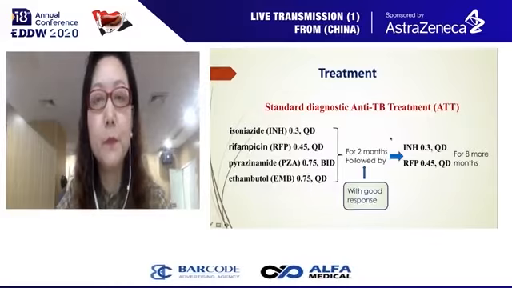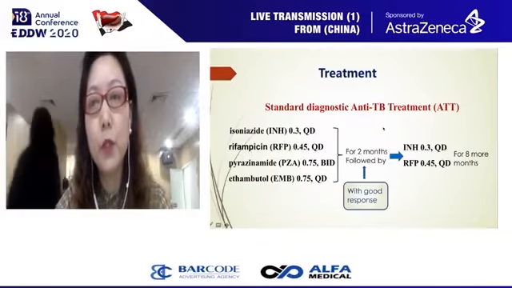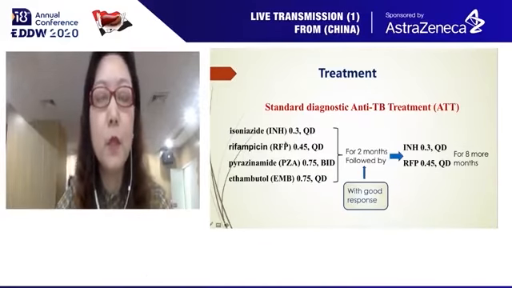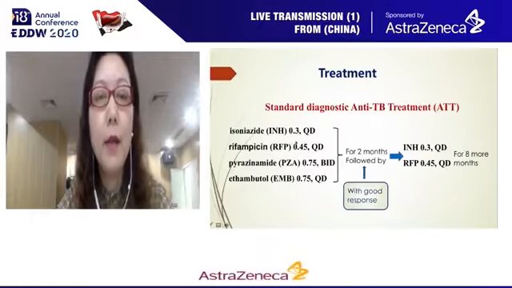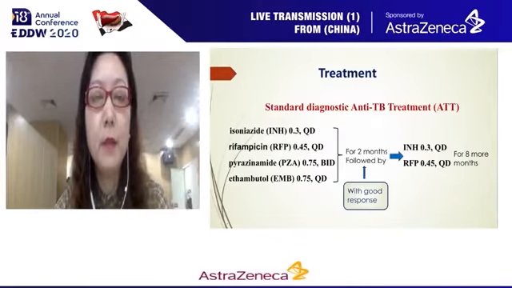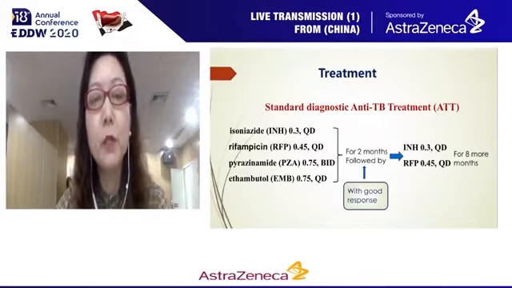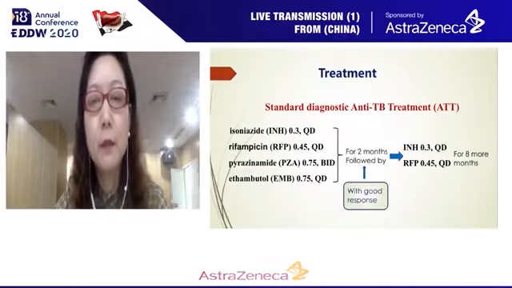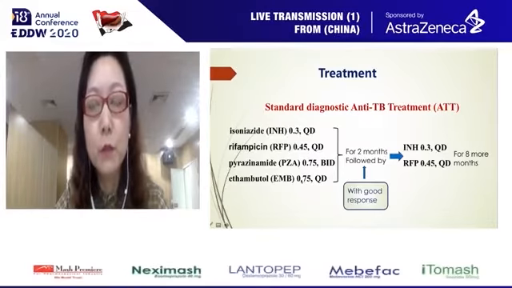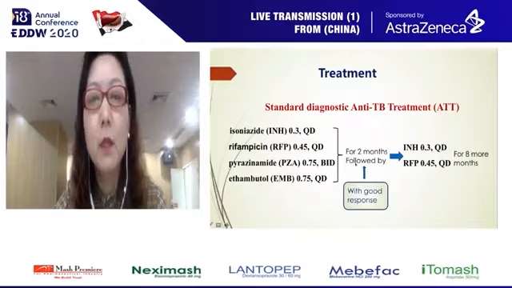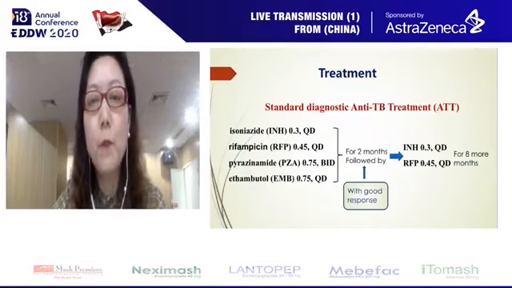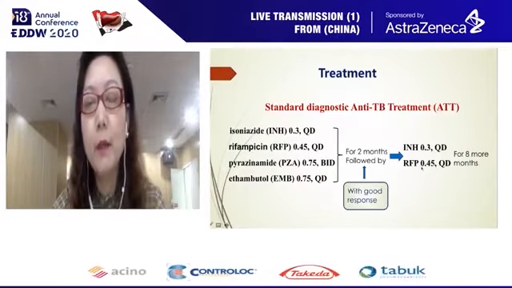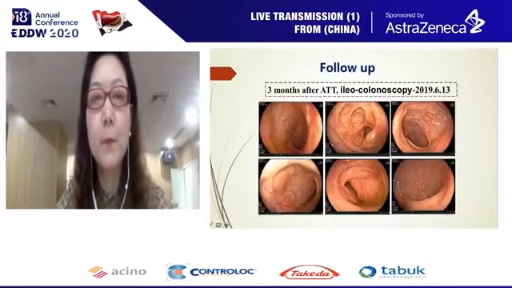So based on the above information, we tended to make the primary diagnosis of intestinal TB, ITB. And then we started the standard diagnostic anti-TB treatment strategy, ATT strategy. The patient took INH, RFP, PZA, and EMB, a 4-medication combination, for treatment. And fortunately, the patient showed a very good response to the treatment. The 4-medication combination lasted for 2 months, followed by INH and RFP, the 2-medication combination, for 8 more months.